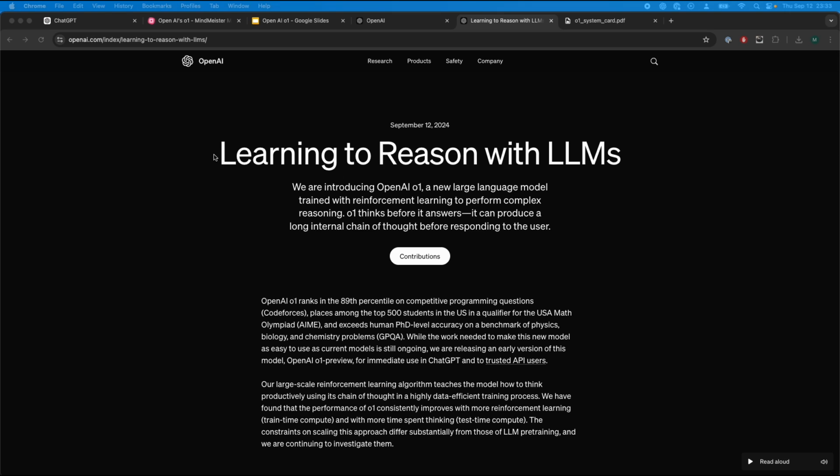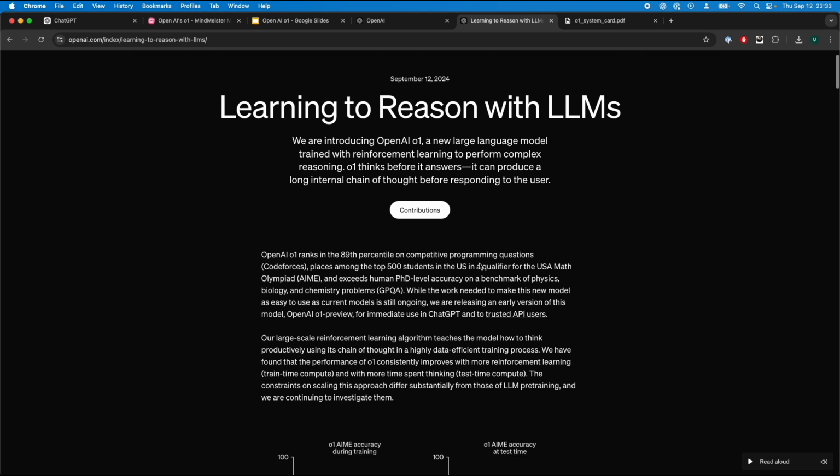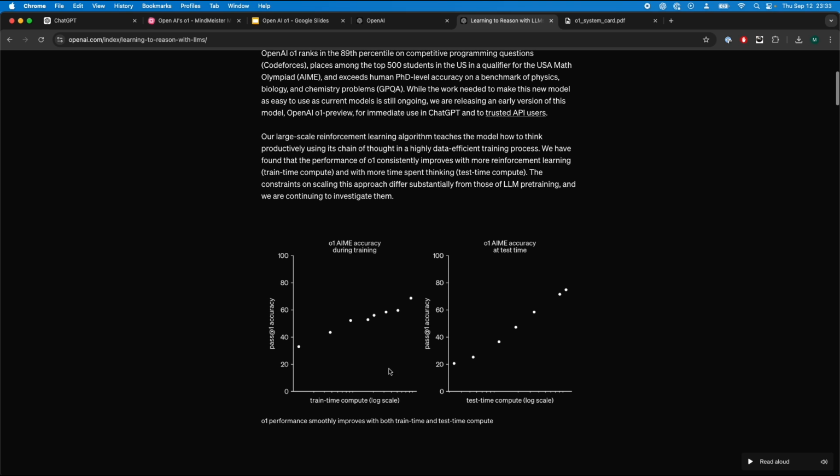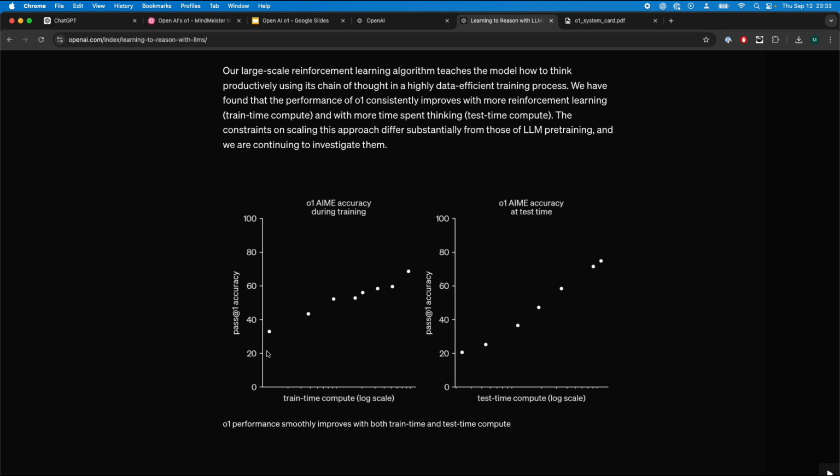Now, let's look at some metrics over here. So, learning to reason with LLMs, here they tested the model on primarily two different benchmarks. First, they look into competitive programming questions. Another one is testing the model on the US qualifier for the USA Math Olympiad, or AIME for short. And what they saw, while they were training, on this graph over here, is the accuracy increasing over time the more they train the model.